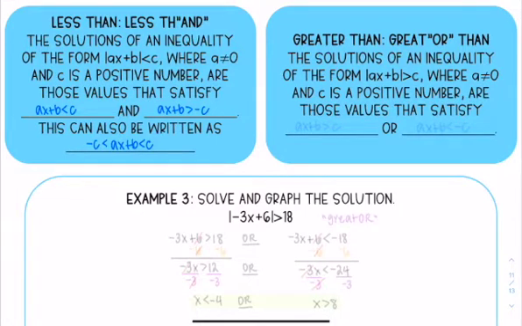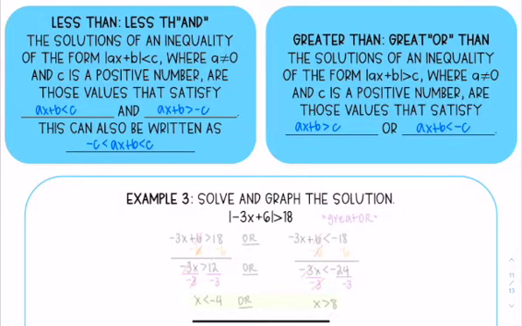Same definition as above, I just want to bring it down so we can look at it if we need to. What about for greater than? If we have the absolute value of ax plus b is greater than c, where a is not equal to 0 and c is a positive number, then we have our two options. We've got ax plus b is greater than c, or ax plus b is less than negative c. And so let's go ahead and look at example number 3 now.